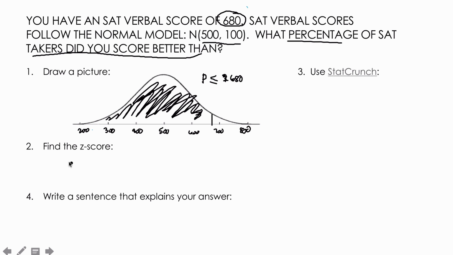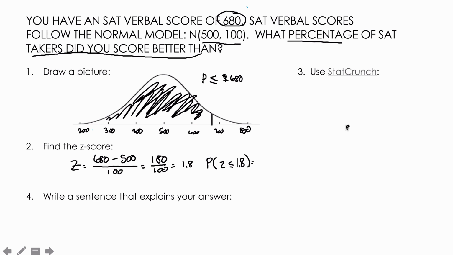Now, to find the z-score, we should be pros at this by now. We're going to take our observed, 680 is our observed, minus expected, which is always the mean, divided by the standard deviation. That gives me 180 divided by 100, which gives me 1.8. Now 1.8 is a great number that I can look at. I can say, oh, well, it's less than 2 standard deviations away, but we want to be more precise than that. So what I'm going to do is find the probability that z is less than or equal, so again the same direction, 1.8. And I'm going to find that probability.